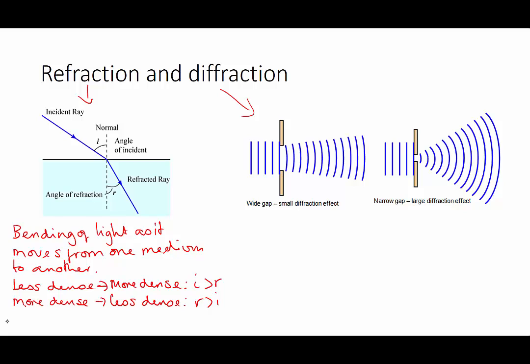Okay, diffraction is when you have a wave passing through a gap. So the size of the gap matters, as you can see in this diagram. But what happens as the wave passes through the gap, it spreads out. Okay, that would be the definition.